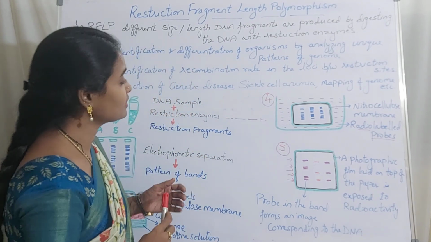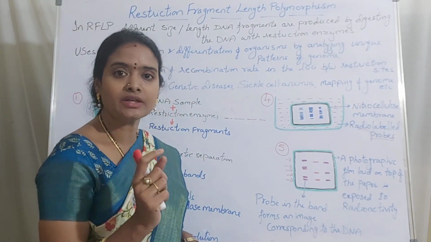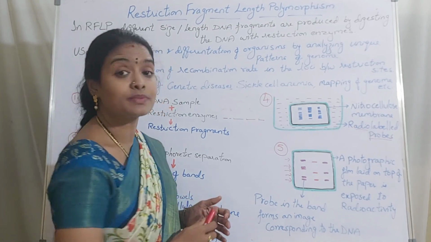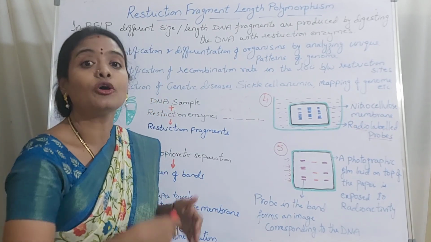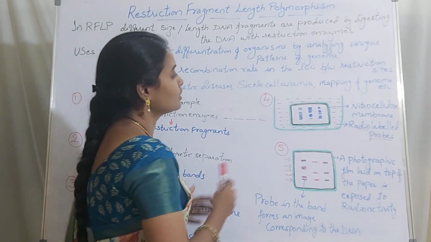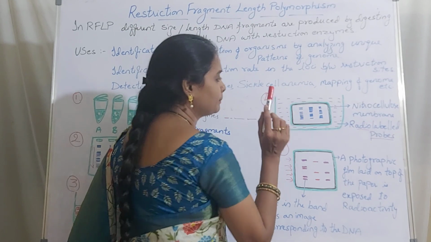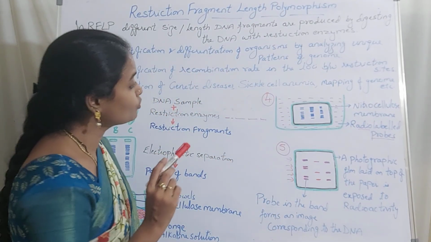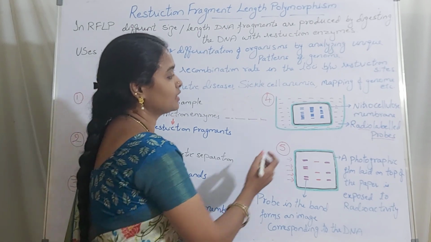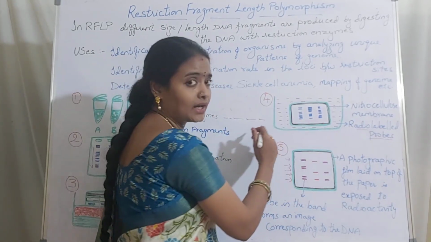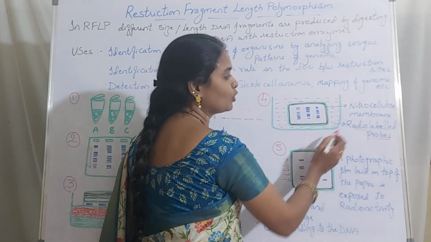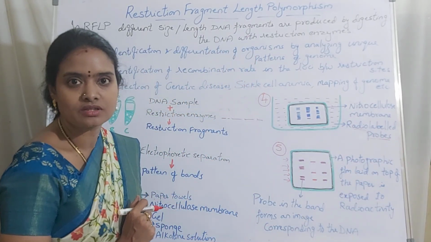But what is RFLP? You want to know about a particular site or locus, whether that restriction site is present or not, or how many restriction sites are present in it. So now you want to know one particular DNA site. What do you do? You create a probe, the complementary DNA which you are going to tag. You create a probe and label that probe with a radioactive element.